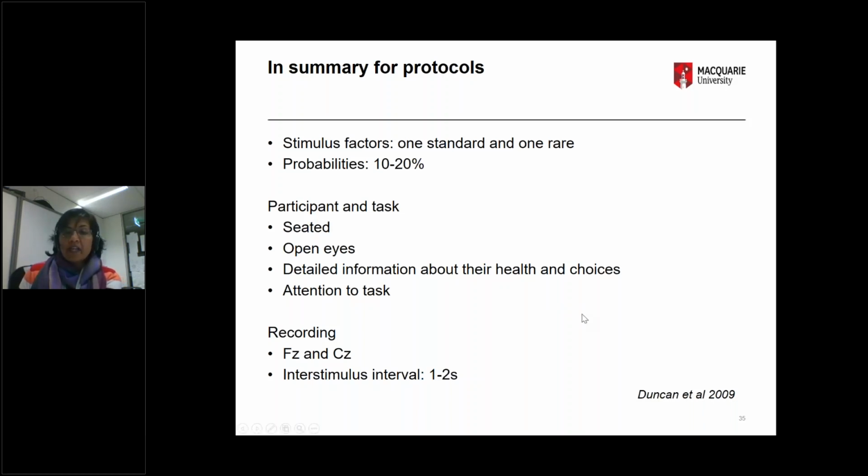So make sure you have a lot of detailed information regarding their health and choices, which means their alcohol consumption regularly or the day before. Are they able to sit through the paradigm, so attention to task? And like I said, for the recording, I would really, and I'm not sure why I wrote CZ there, I think this should have PZ as well. And the interstimulus interval, 1 to 2 seconds.